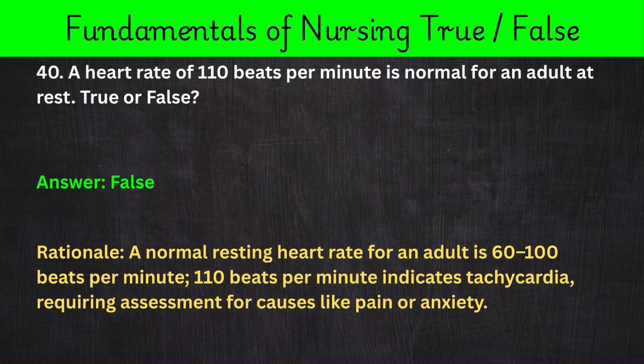A heart rate of 110 beats per minute is normal for an adult at rest. True or false? Answer: False. Rationale: A normal resting heart rate for an adult is 60 to 100 beats per minute. 110 beats per minute indicates tachycardia, requiring assessment for causes like pain or anxiety.